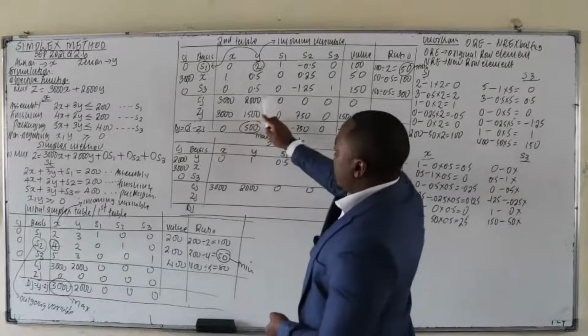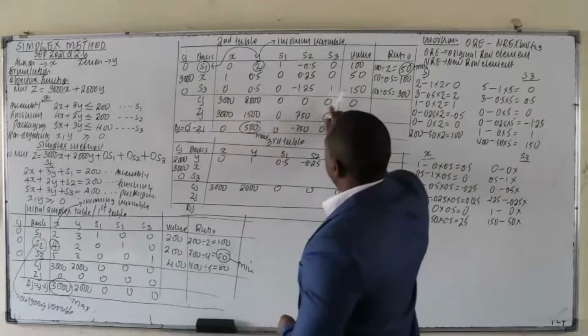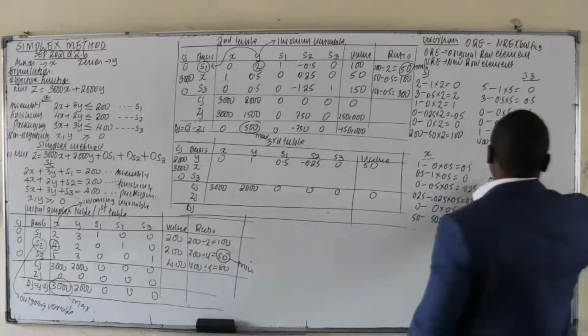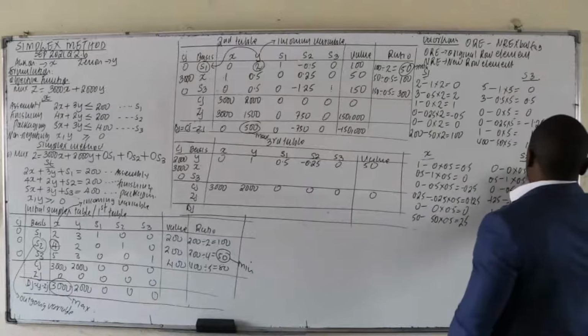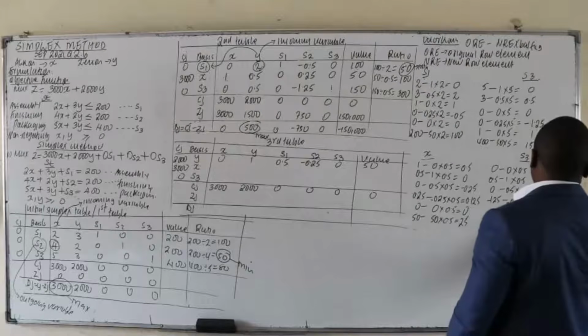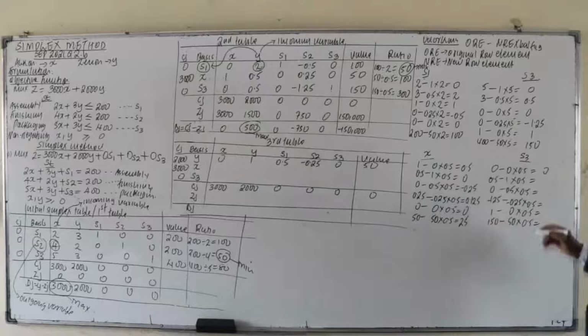Now for S3, how much is the balancing figure? It's 0.5. So what do you get? This one you get 0. This one you also get 0. So you get negative 0.25. Then you get 1, and you get 125.